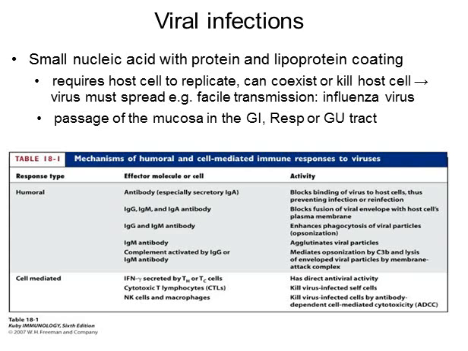For example, facile transmission, so think influenza virus. We all know if you have a cold or a virus and you sneeze, you will spread that virus. Viruses tend to like mucosal membranes, so the mucosa in the GI tract, respiratory tract and genitourinary tract are all at risk of viral infection.